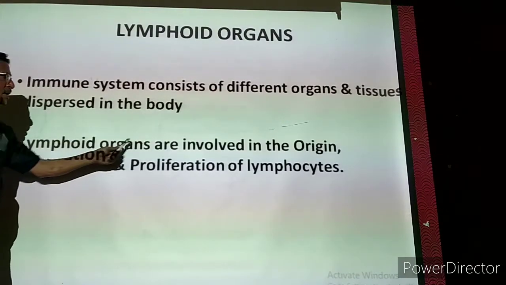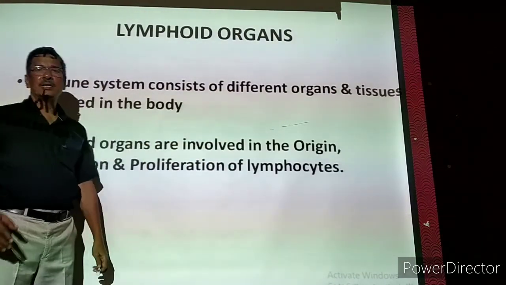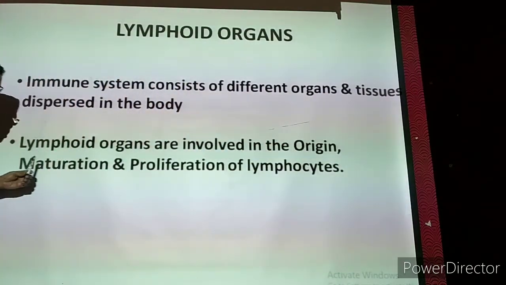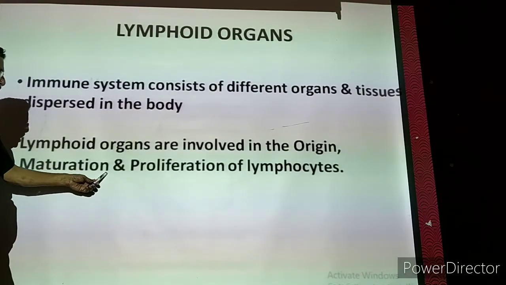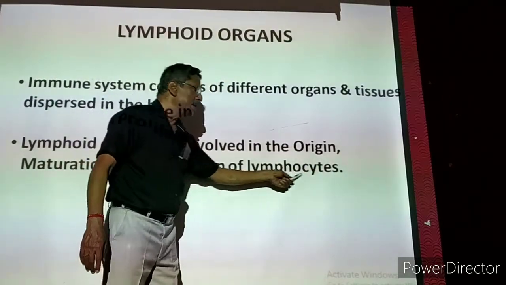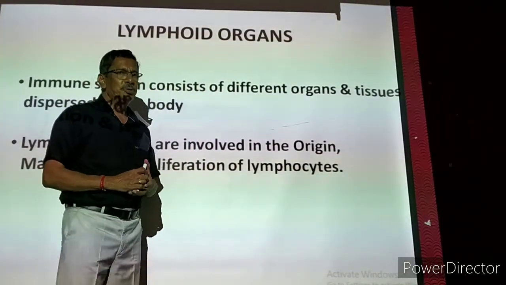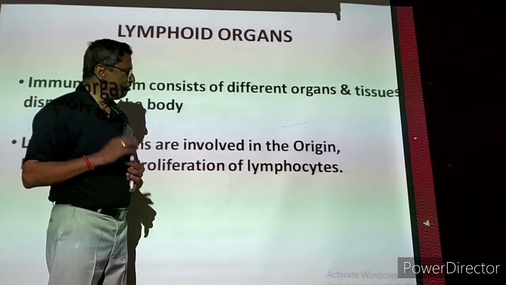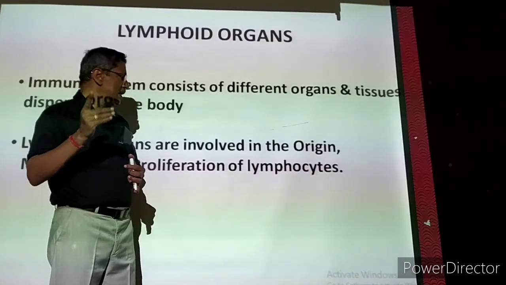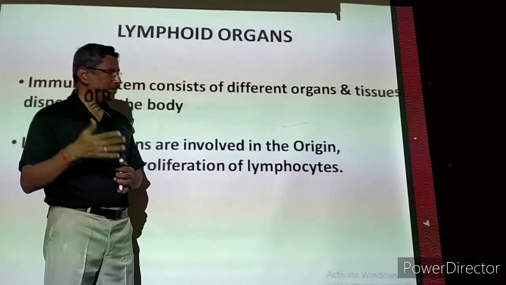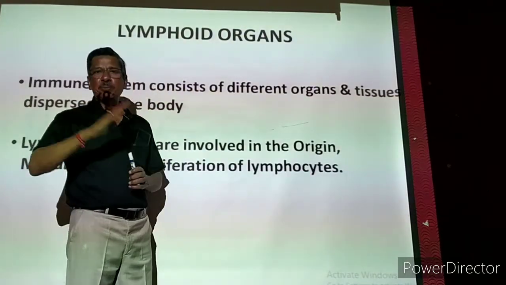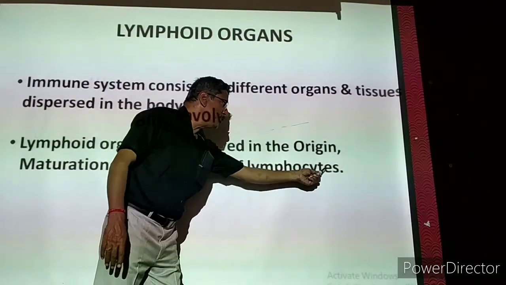The lymphoid organs are involved in, that means they are performing, the origin, starting, beginning, maturation, and proliferation of lymphocytes. Now we have to see this particular word, lymphocytes. I told you in the WBC there are 5 types. I'll tell all the 5 types: eosinophils, basophils, neutrophils, lymphocytes and monocytes. 5 are there. In that the 4th type is lymphocytes. They are white blood cells only, but peculiar in their structure. So the lymphocytes are there.